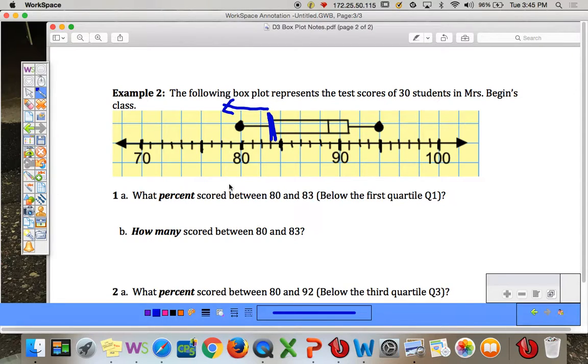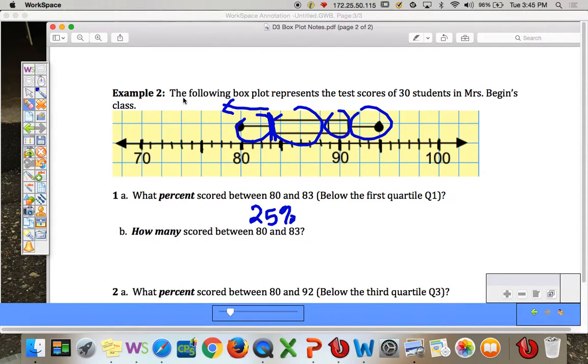What percent scored below? And this is a quarter. A quarter of the class, and a quarter is 25% of the class scored below the first quartile right here. Remember, these are quarters. Think 4 quarters in $1. And so below this is 25%.